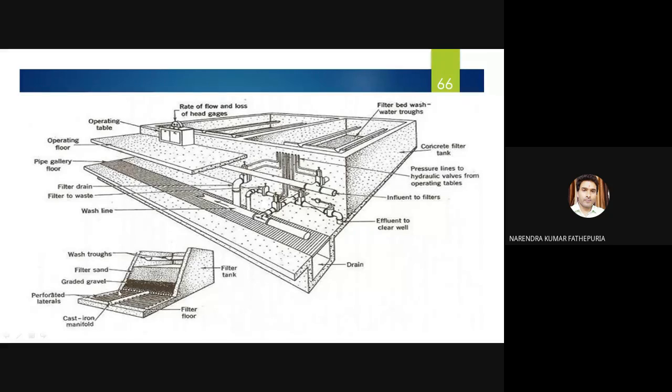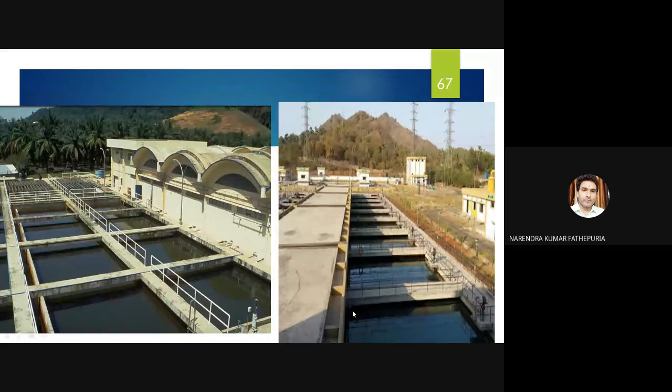Gravel bed cross section. This is the bottom trough. Then graded gravels, filtered sand, and wash trough. These are the various layers. Perforated layers will be provided here. Cast iron manifold and filtered floor. And the drainage system will be below the tanks, and then the dirty water will be recirculated.